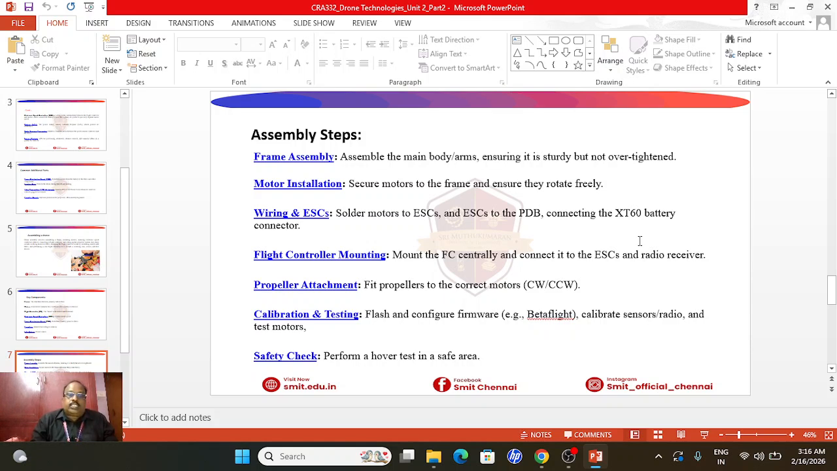Propeller attachment: fit propellers to the correct motors, CW and CCW. Calibration and testing: flash and configure firmware, for example Betaflight, calibrate sensors and radio, and test motors. Safety check: perform a hover test in a safe area.